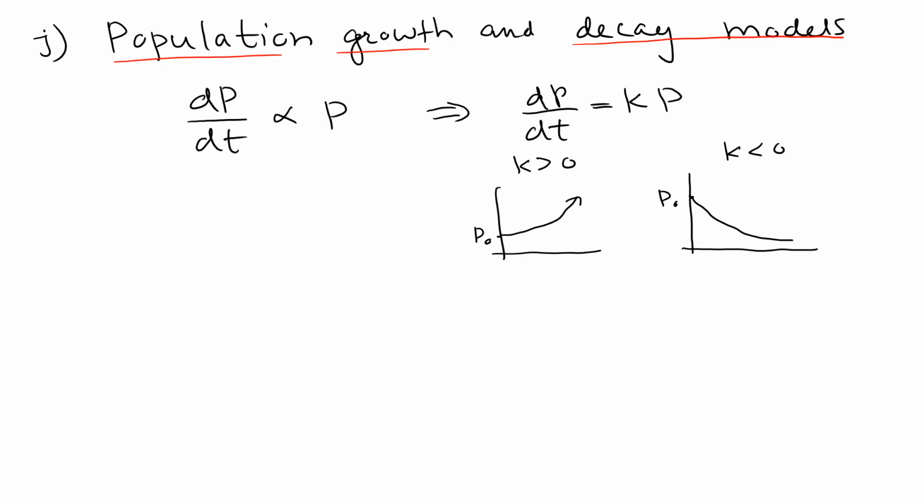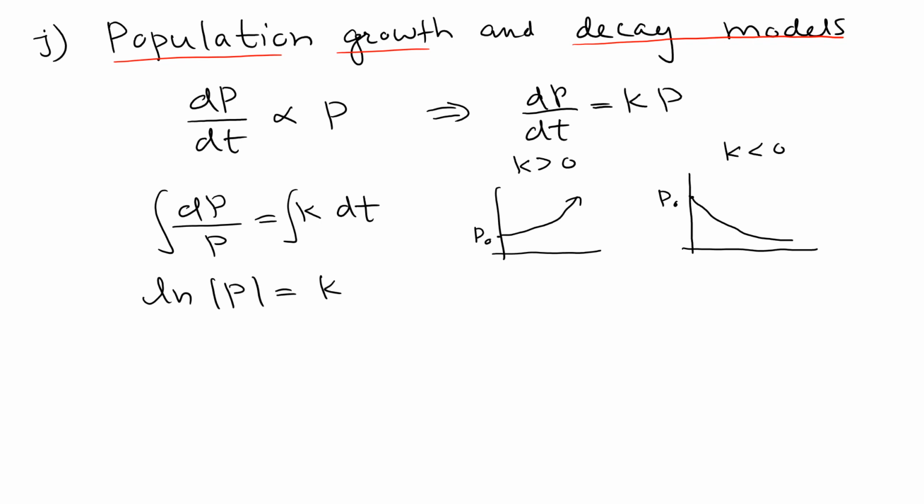And you can see this is also a really nice example for the separable method. So you can divide by P on both sides. You can write this one as dP over P equals k dt, and so this is separable, and then we're going to integrate both sides. So if you do that, you get ln|P| on one side, and on the other side you get kt plus c, and then we're going to bring it to the exponential form and remove the absolute sign.